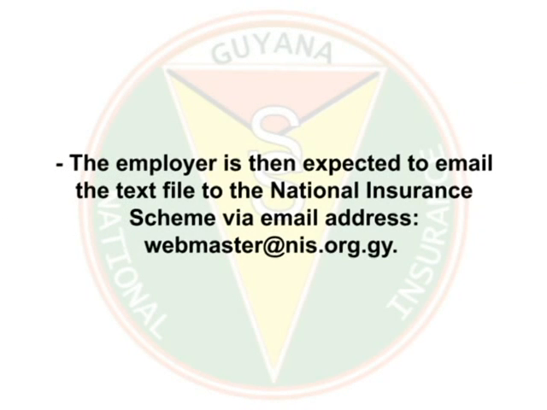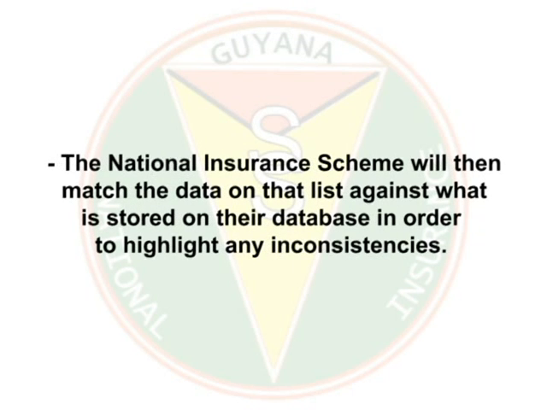The employer is then expected to email the text file to the National Insurance Scheme via email address webmaster@nis.org.gy. The National Insurance Scheme will then match the data on that list against what is stored on their database in order to highlight any inconsistencies.